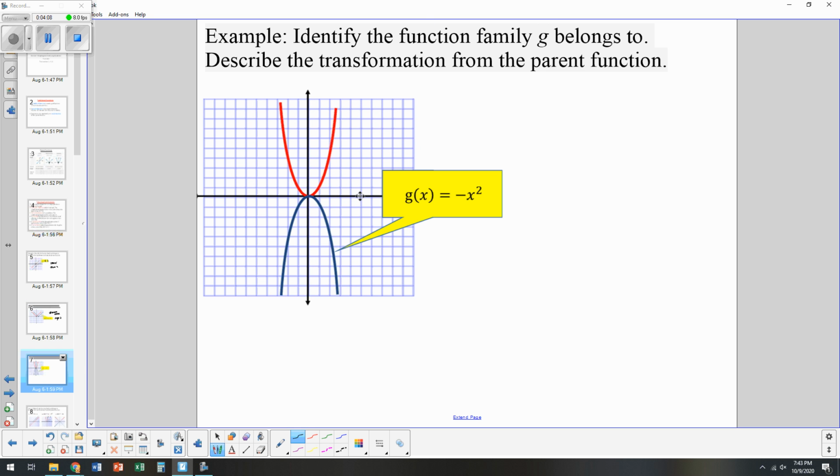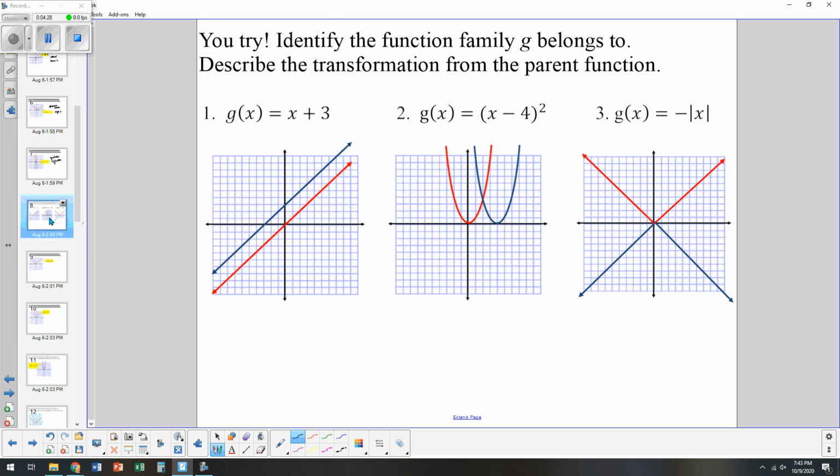This one looks like the U, so this is a parabola, or quadratic. And there's a negative in front, and notice that it was opening up and now it opens down. That was a reflection. So you go ahead and try these three: identify the function family, and describe the transformation. Pause it and I'll show the answers.